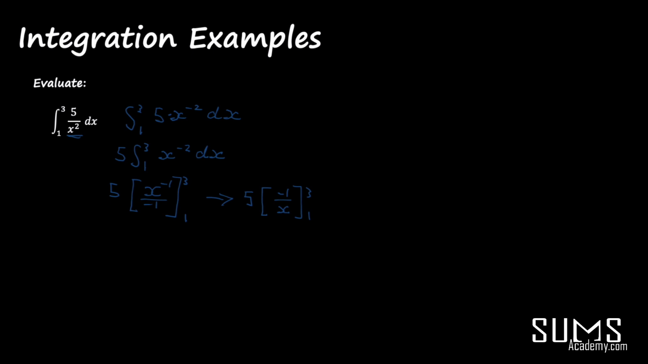So I'll change colour to substitute in the limits. So this becomes 5 times (-1 over 3 minus -1 over 1). Okay, so this becomes +1, so this becomes -1 over 3 plus 1, which becomes +2 over 3, so this is 5 times 2 over 3, which is equal to 10 over 3, and that's your final answer right there.